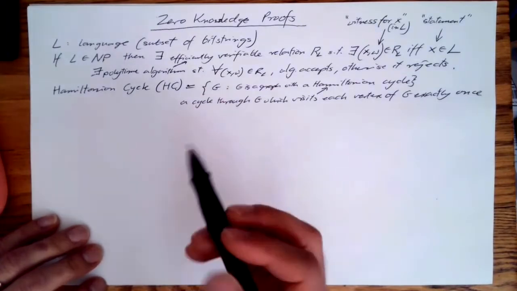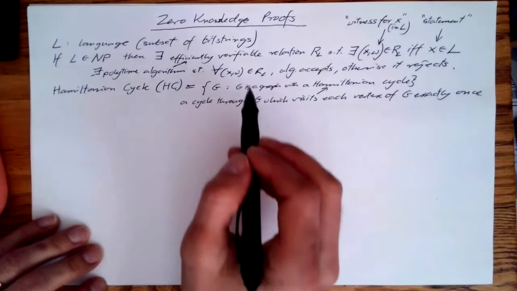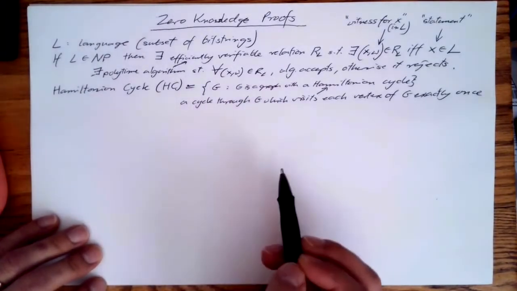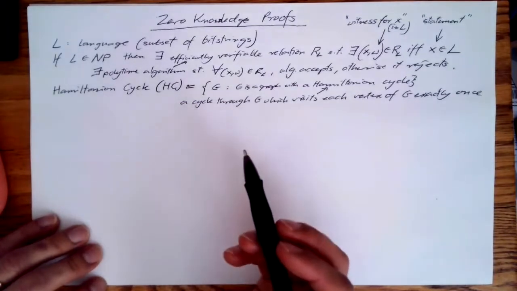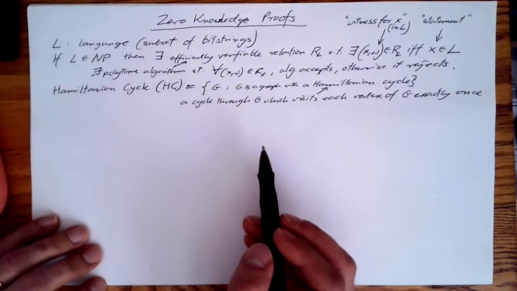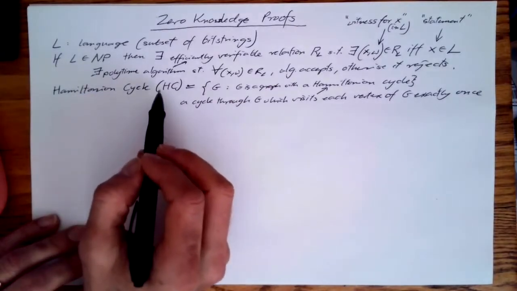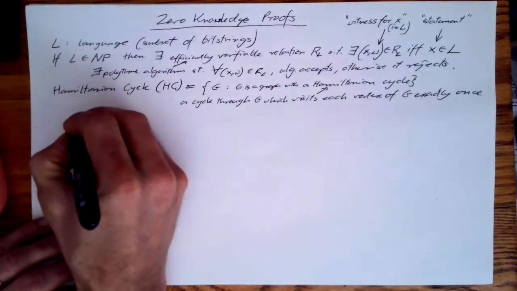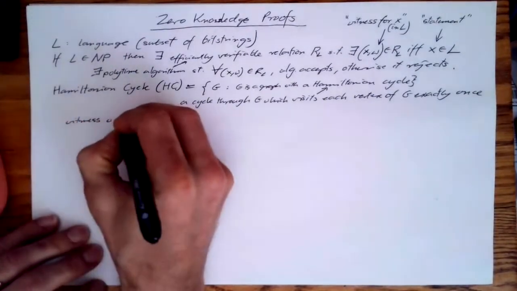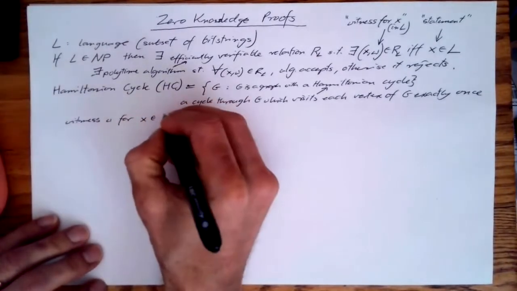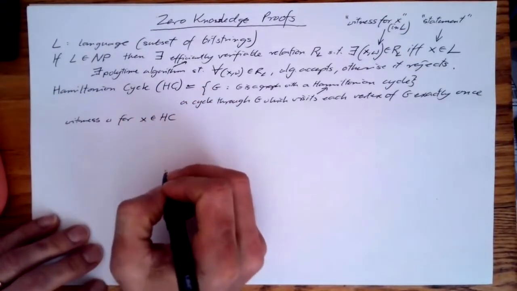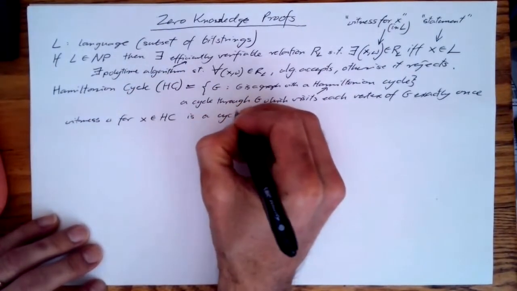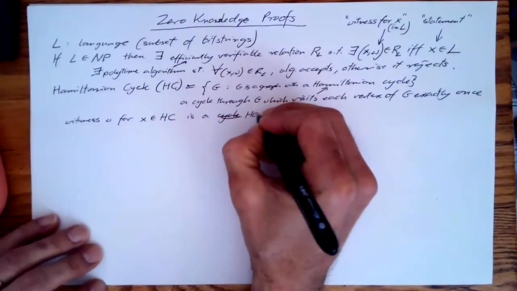Okay. For some graphs, it's an easy decision, right? Like we can see that it's disconnected, so we say, no, clearly there's no cycle. For other graphs, it might be hard. On the other hand, here a witness w for x in the language of Hamiltonian graphs is a cycle. It's a Hamiltonian cycle.